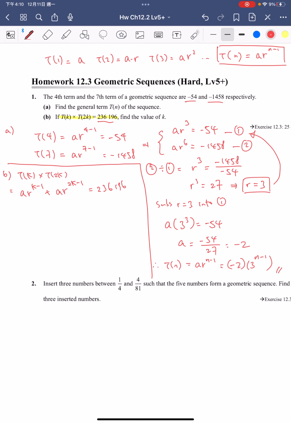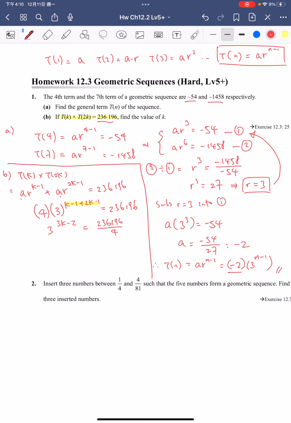236196. Okay, and then how can we simplify it? As we have a equal to negative 2, a times a gives a squared, which is 4. And then r is just equal to 3. So it's 3 to the power of k minus 1 plus 2k minus 1 is equal to 236196. And then we have this 3, and we simplify the power of this part. So this is going to be 3 to the power of 3k minus 2 equal to 236196 divided by 4.